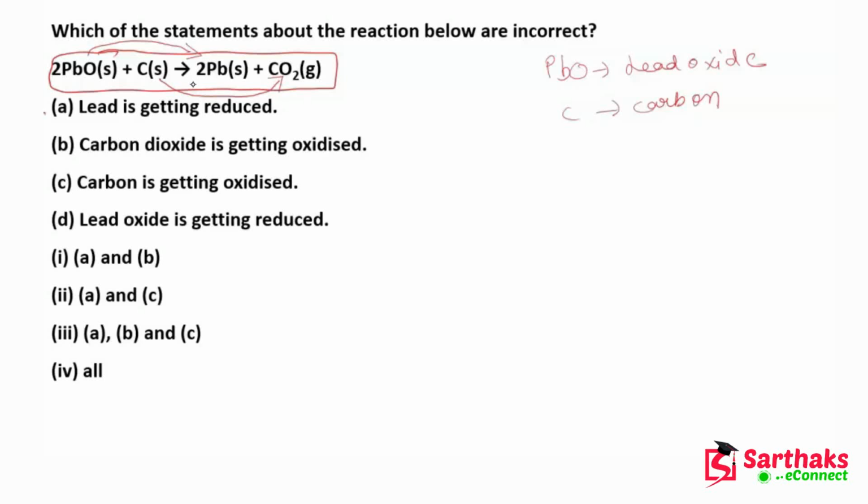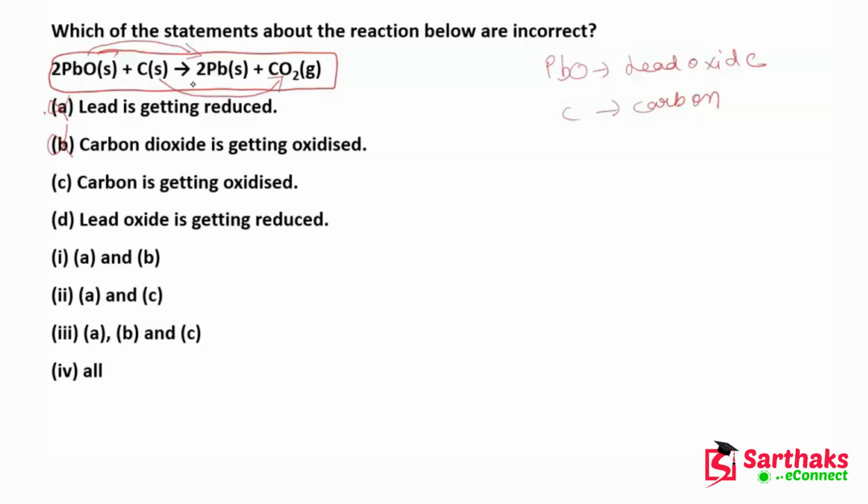So basically guys, you can see that lead is not getting reduced. Lead oxide is getting reduced. So that's why this is the wrong option. Now, carbon dioxide is getting oxidized. You can see that carbon dioxide is not getting oxidized. It is carbon which is getting oxidized. So this is also a wrong option.